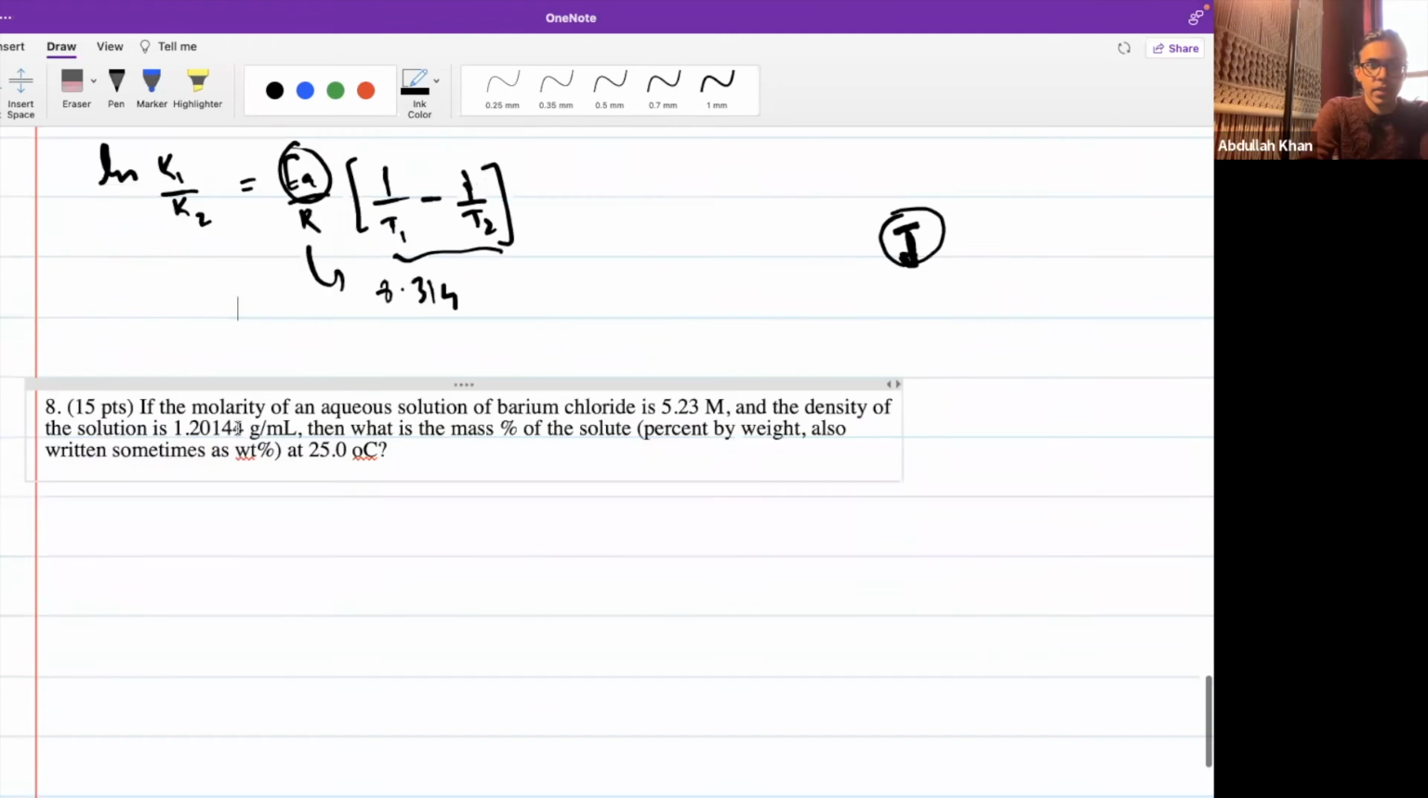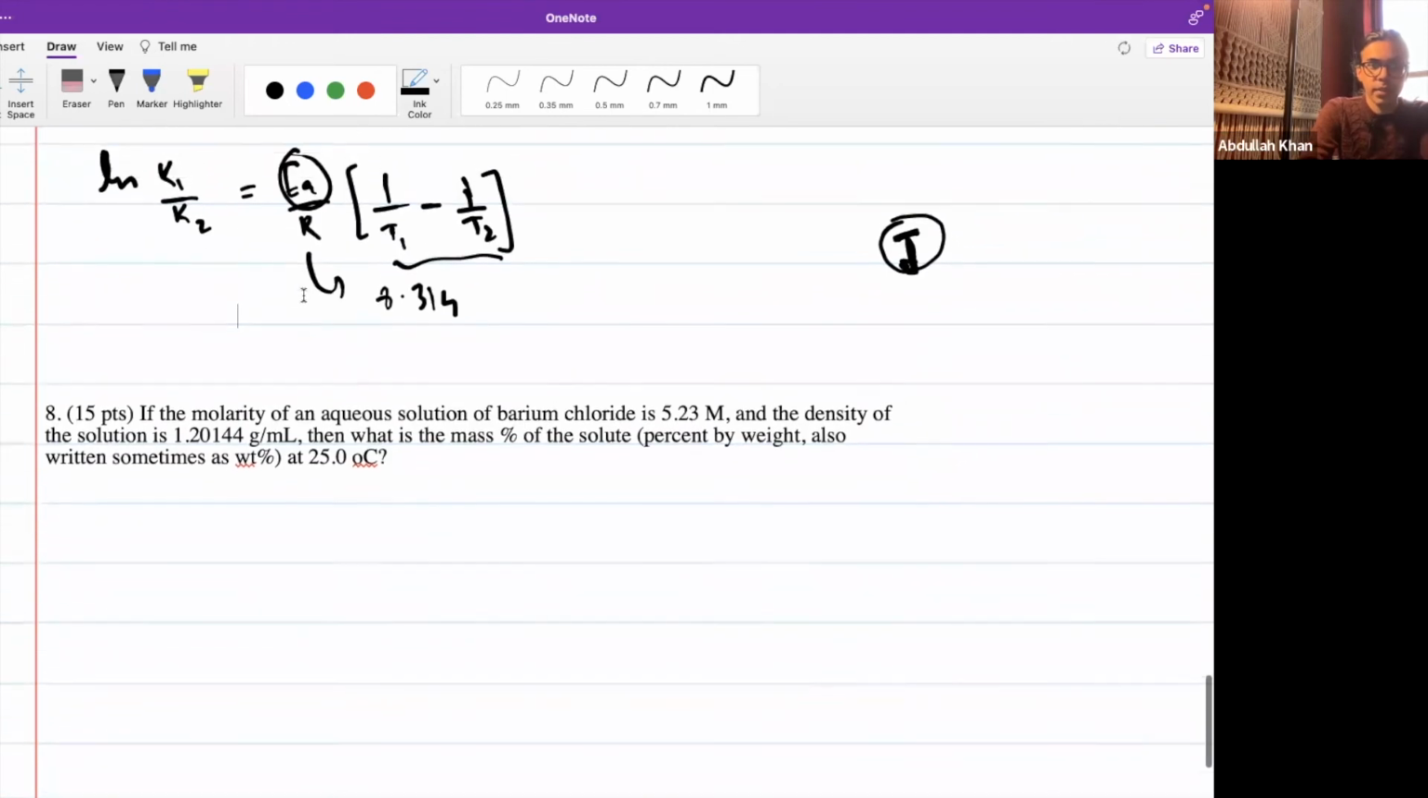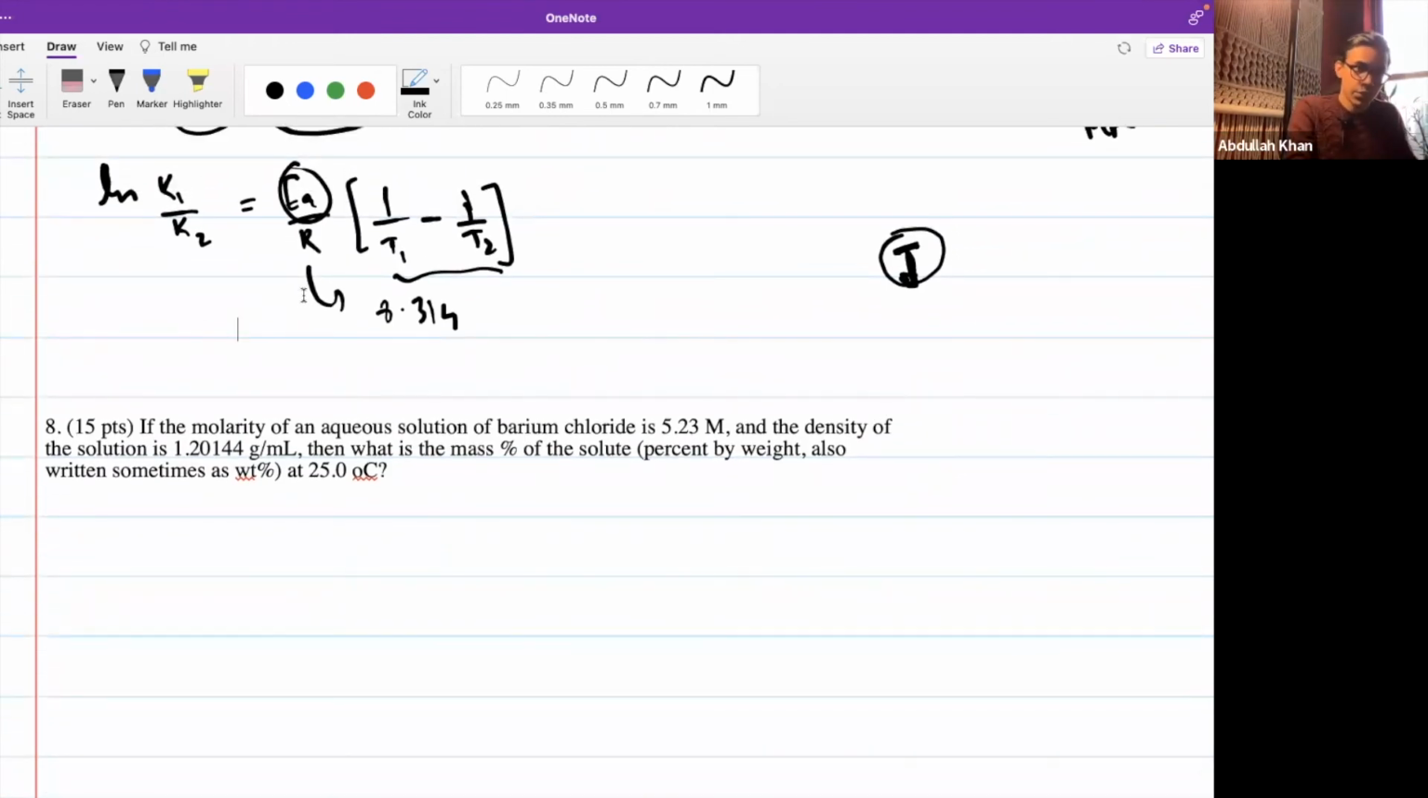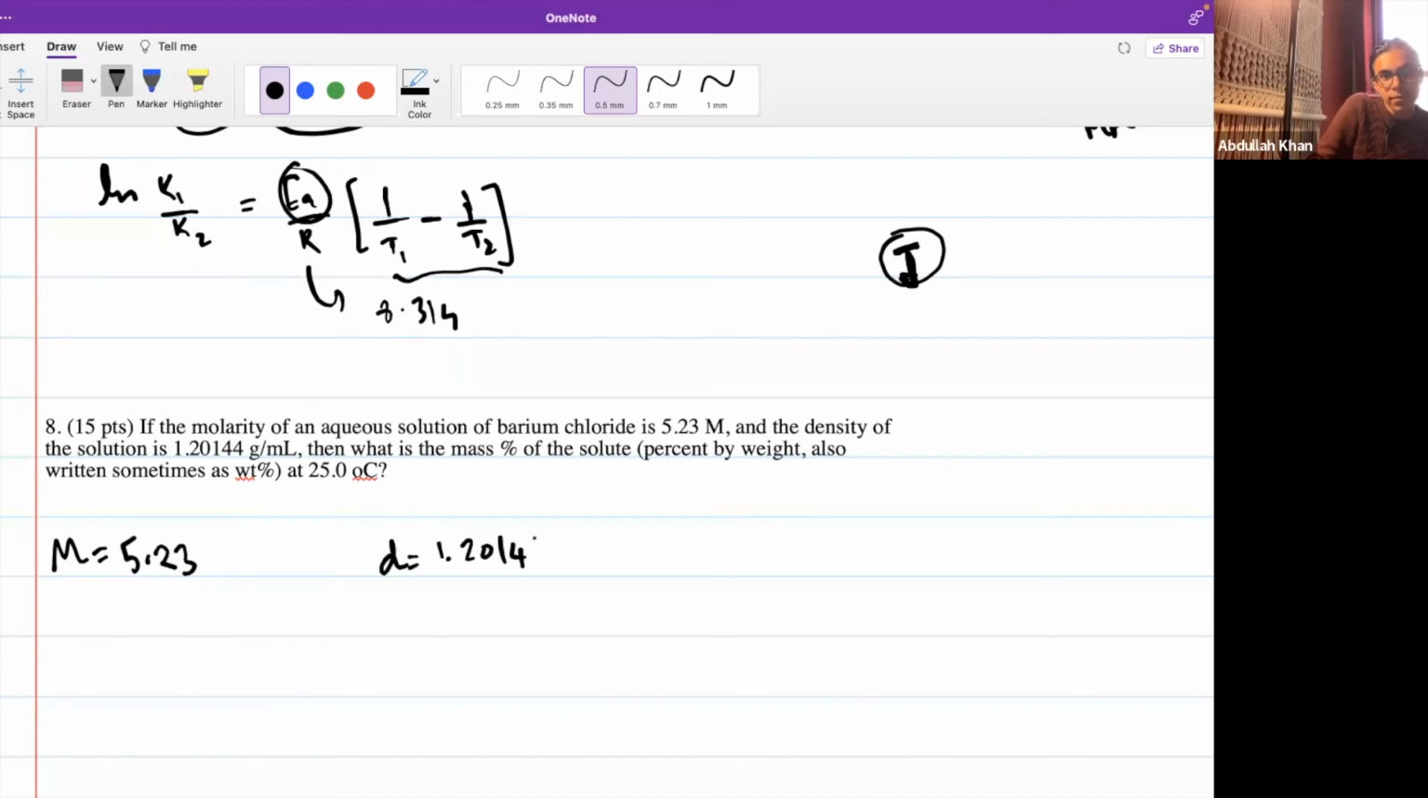Okay. Molarity is given, density is given, mass percentage is what you need. So molarity is 5.23. Density is 1.20144 grams per milliliter. We need to figure out the mass percentage of the solute.